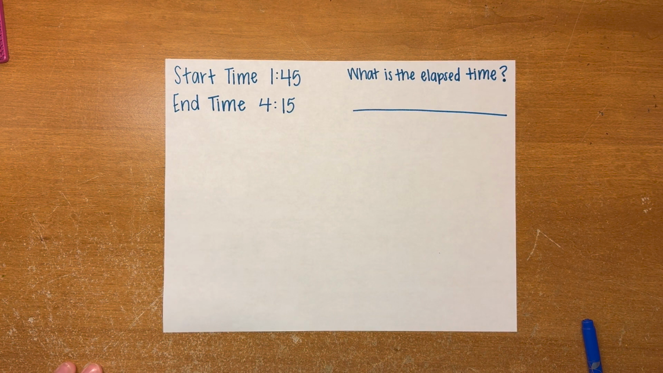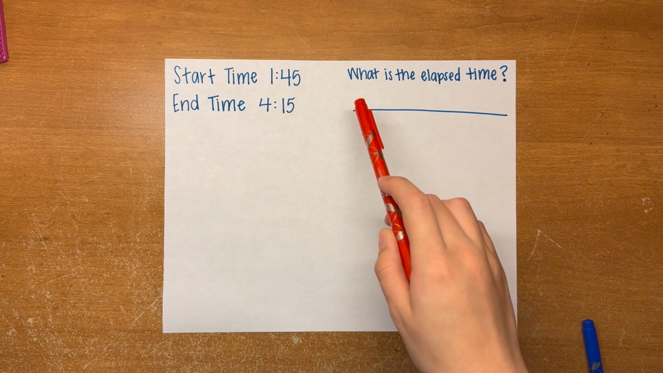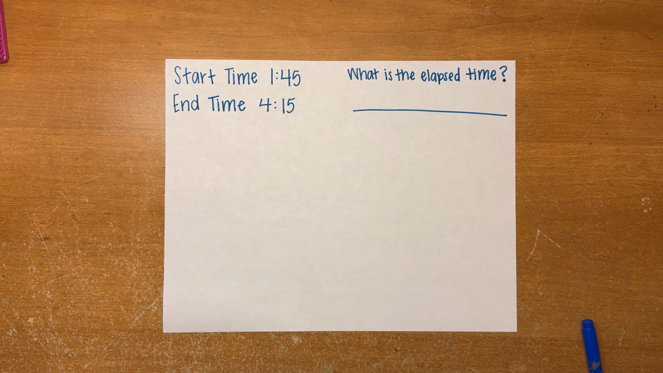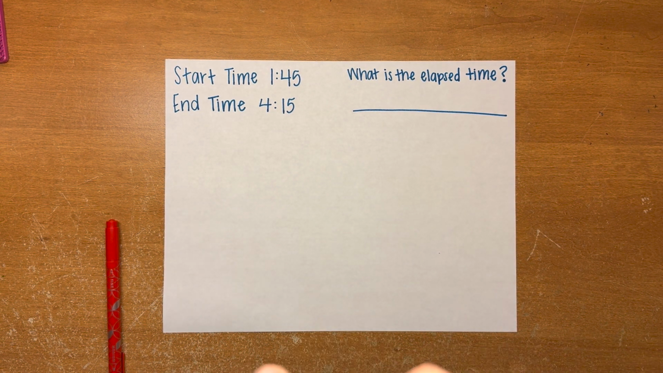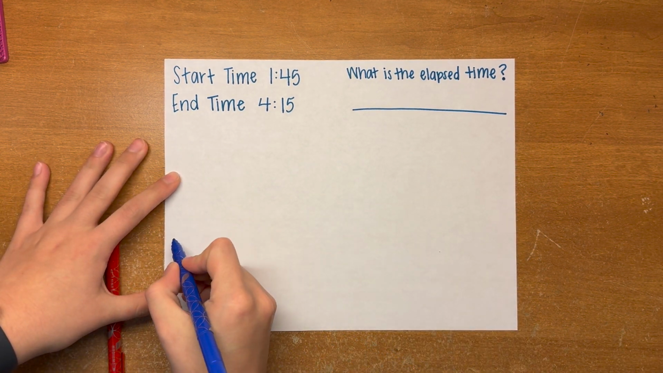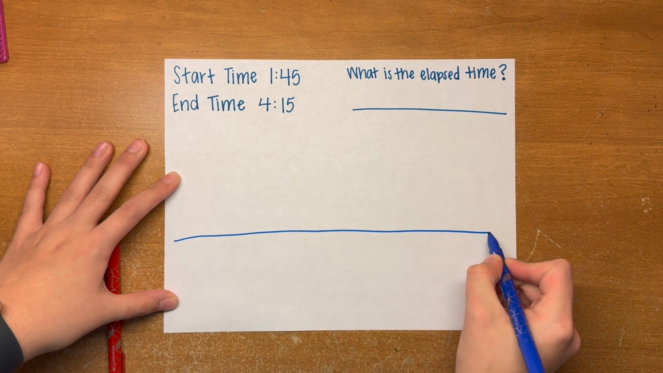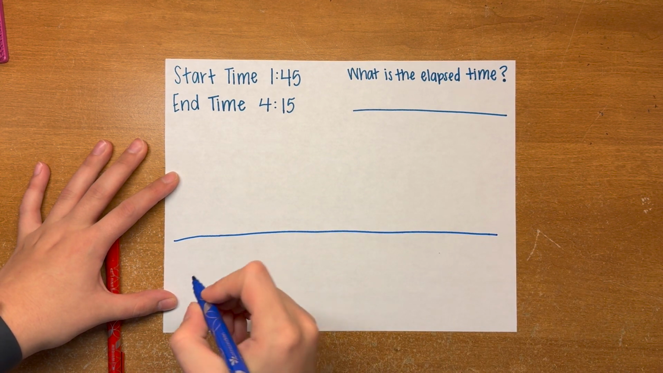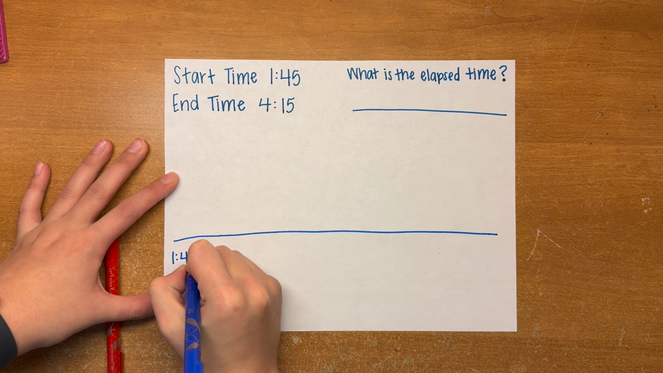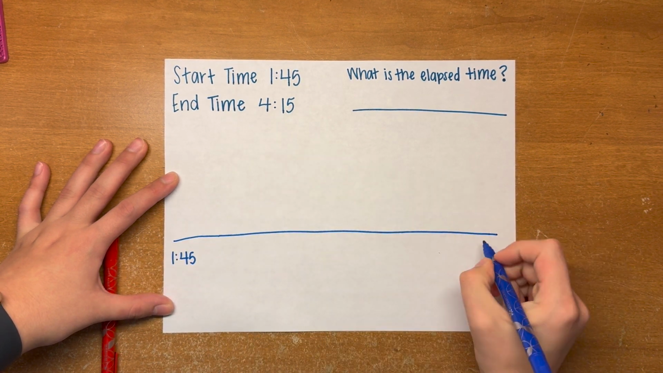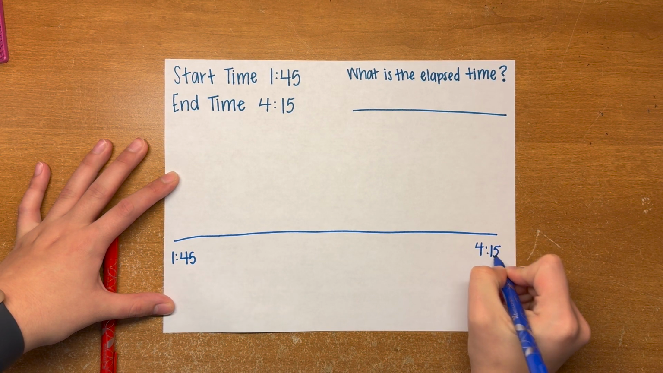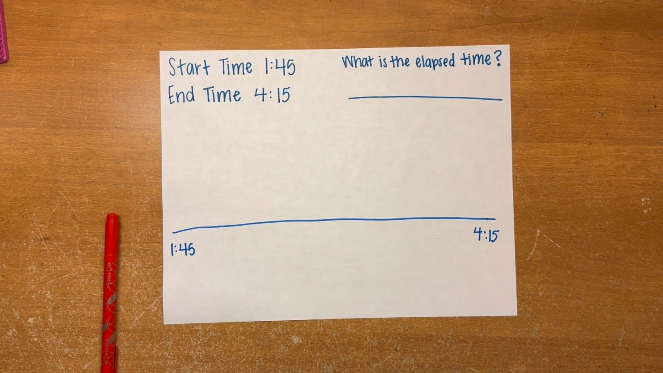Okay, so let's look at this problem. Let's say that we were given a problem that said the start time was 1:45 and the end time was 4:15. And it asks us, what is the elapsed time? So we are going to use the mountains and hills strategy to solve this problem. So we are going to make a timeline diagram. Okay, so we know that our start time is 1:45 and our end time is 4:15. Okay, that's how far we have to go.